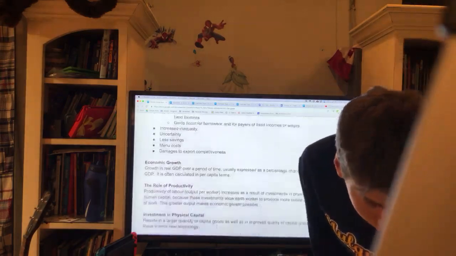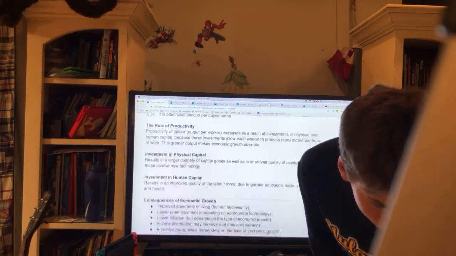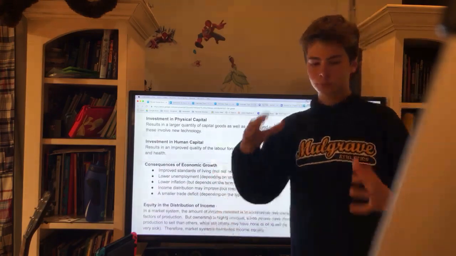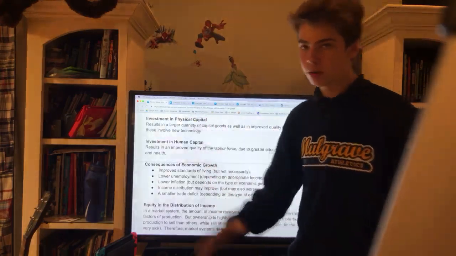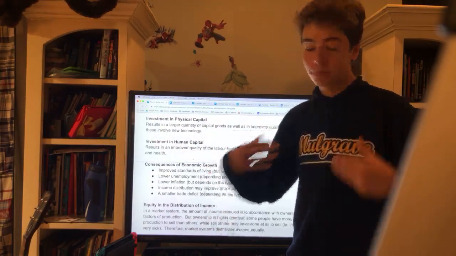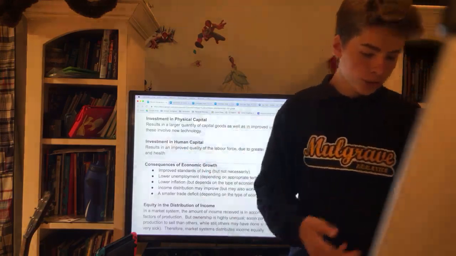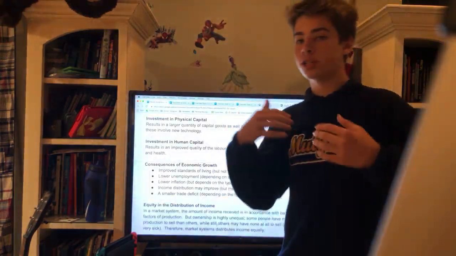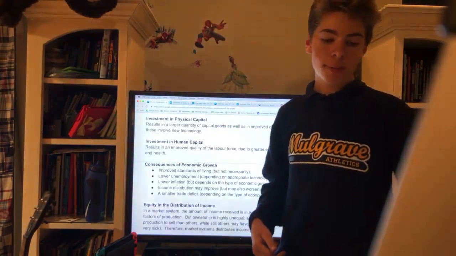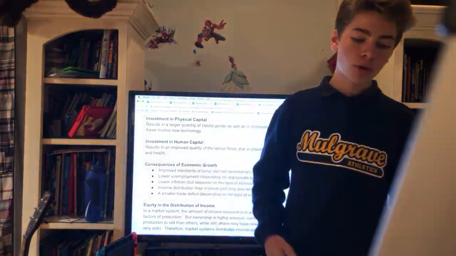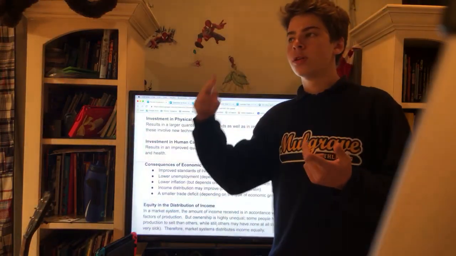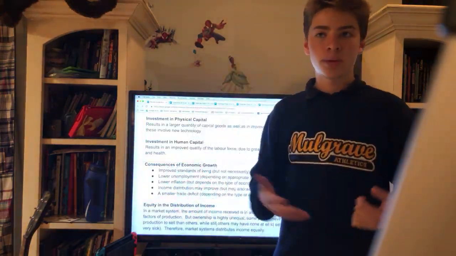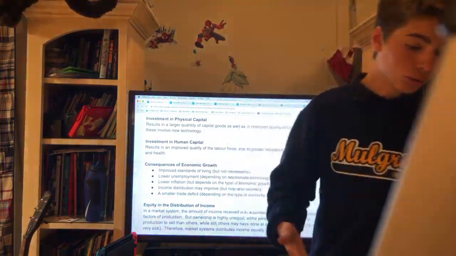Economic growth, role of productivity, investment in human capital. Okay, physical capital. Very simple. Physical capital are things you can buy. Human capital are people. So very, very simple thing. If I invest in physical capital, I'm investing in more of these, as well as improved quality. If I'm investing in human capital, I improve the quality of the labor force, such as the health, the knowledge, and the skills of these workers. So those are two different investments that governments can make, as well as firms and consumers.